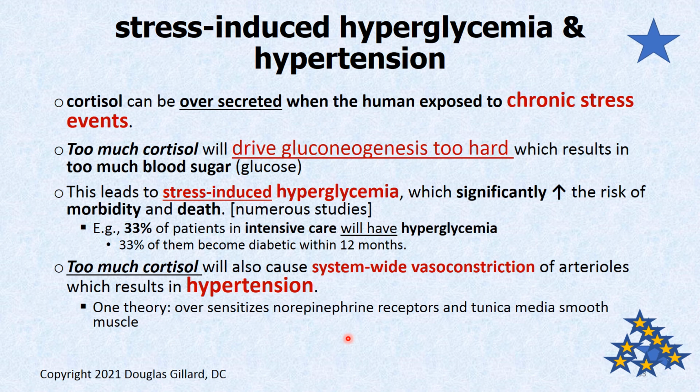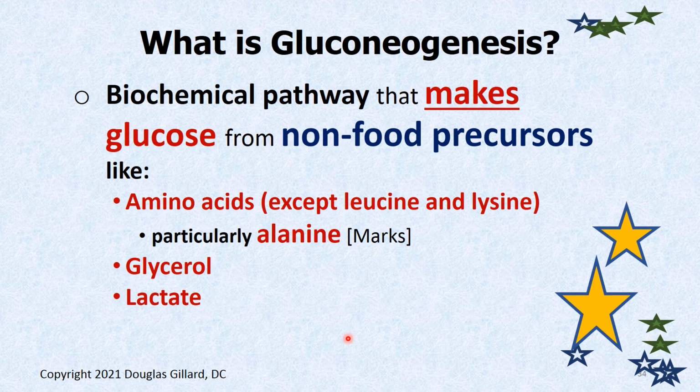Too much cortisol will also cause hypertension. This is basically Cushing syndrome now. That's the problem with Cushing syndrome, hyperglycemia and hypertension. We know that cortisol has the ability to cause widespread vasoconstriction of arterioles, which causes hypertension. The exact mechanism is a little shaky. The hot one right now is that it oversensitizes norepinephrine receptors to norepinephrine, and it causes the over-release of epinephrine in the tunica adventitia. But bottom line, it causes vasoconstriction of the arterioles.